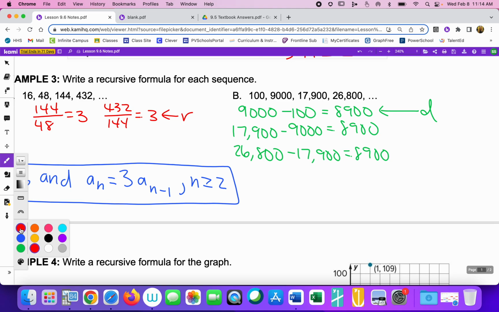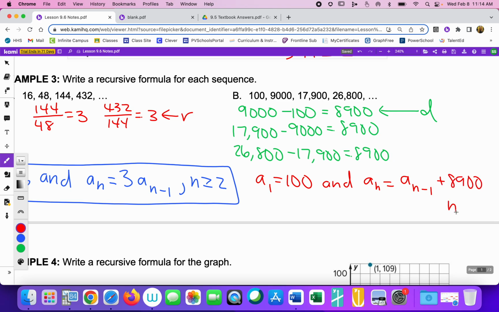Written the same way the other one is. First term is 100. That's the arithmetic one in that chart list. A sub n minus 1 plus 8,900, and then you also just have to tack on n is greater than or equal to 2.